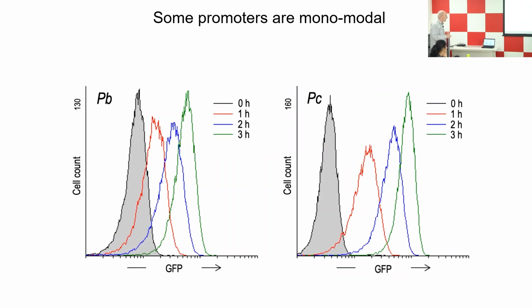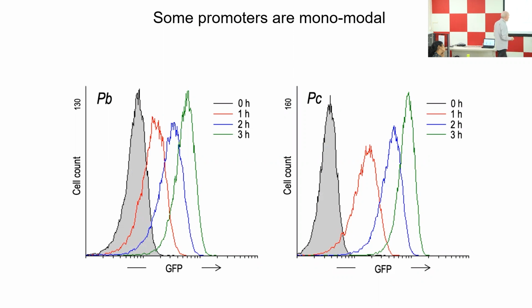So what happens when you look at promoters? Well, some promoters are monomodal. I just take two, these two promoters that are inducible by benzoate in Pseudomonas putida. So when you induce them, what you see is that the entire population, obediently, goes and moves in one direction.